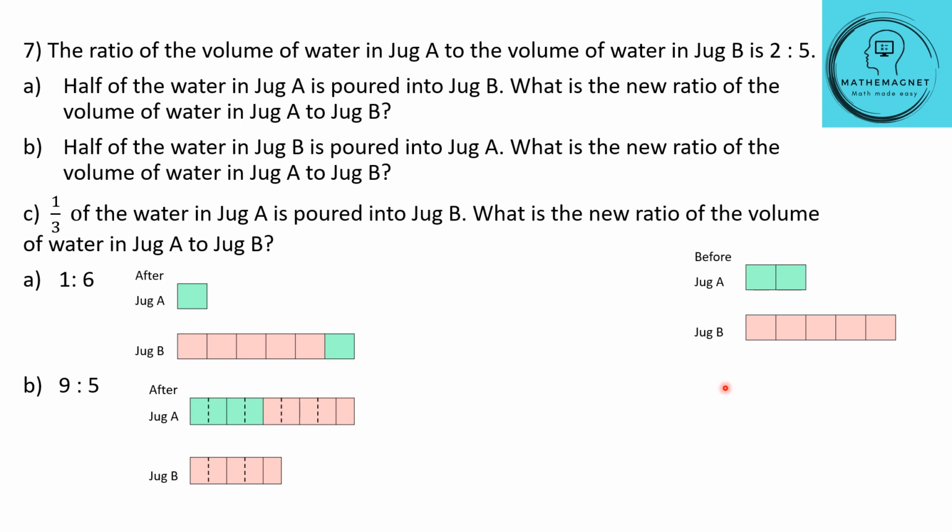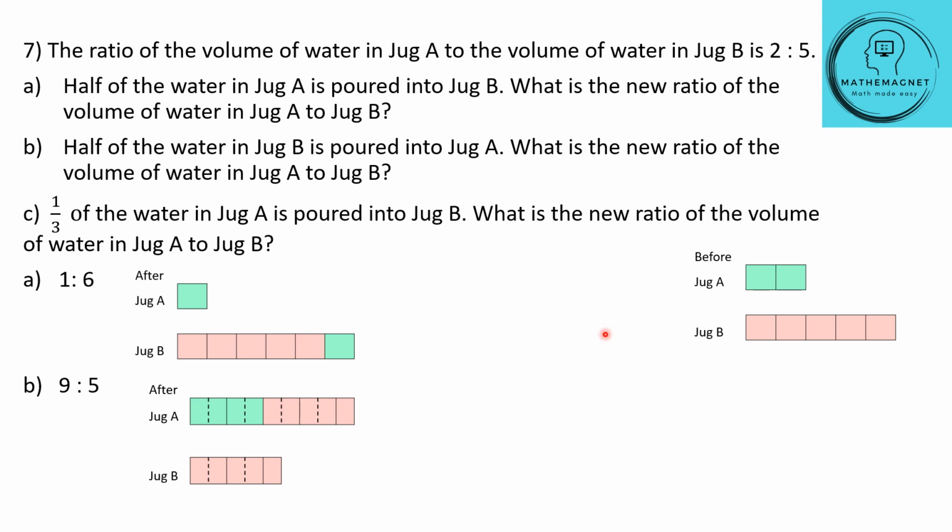Now we know this model has 5 units of jug B and half of 5 units is 2.5. So to make it simpler for us, we will split this 5 units into 10 parts. So it becomes, and this 2 units will also become 4 parts.